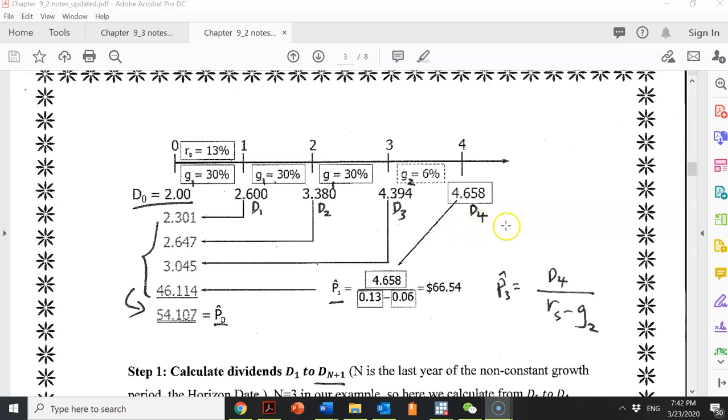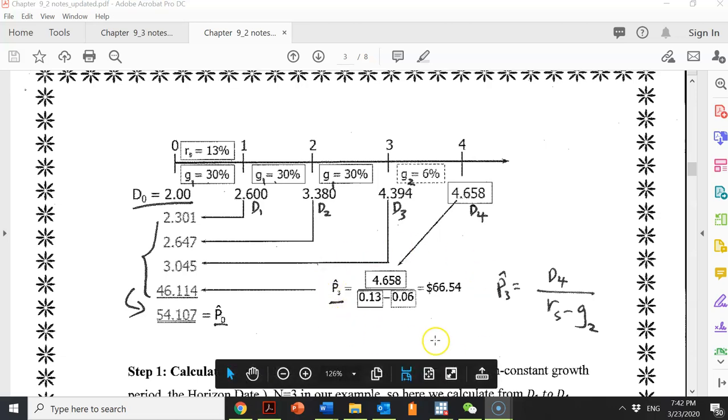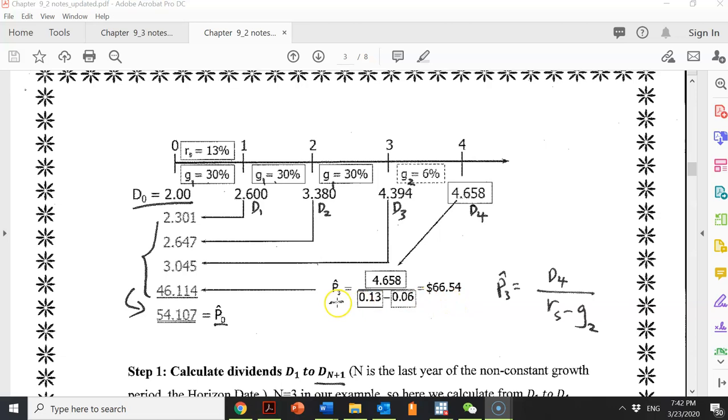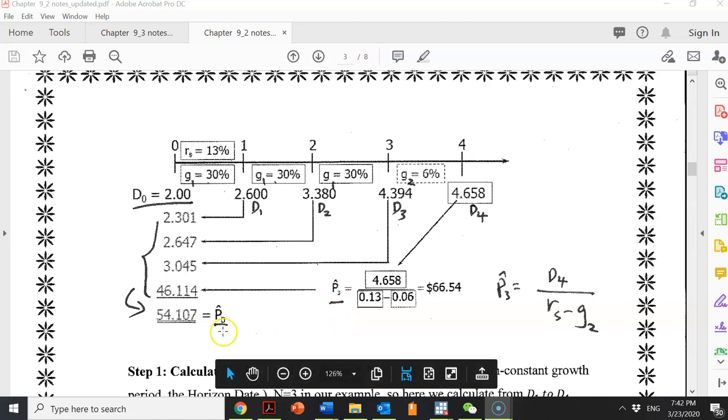Step 2, we're going to discount all the dividends in the second stage to get Pn, the horizon value, which is P3 here. We're going to use the constant growth model, which is D4 over Rs minus G2 for the second stage. So we discount all the dividends to time n, time 3 here. And step 3 would be to discount D1, D2, D3, and P3 to present and add them up. So we have P0.